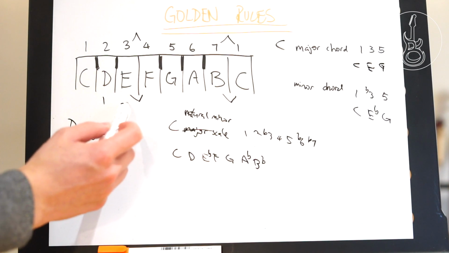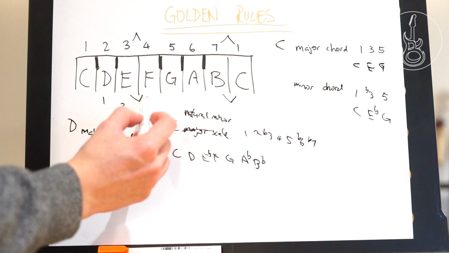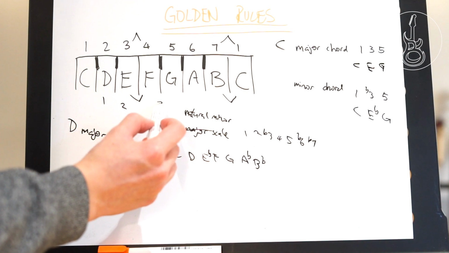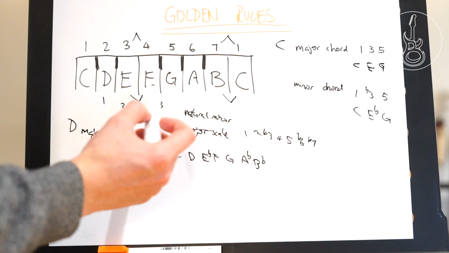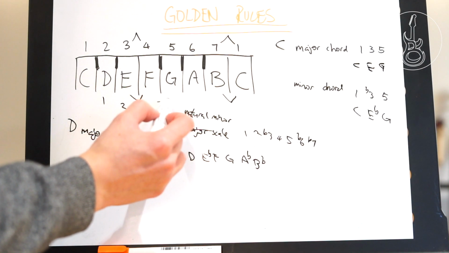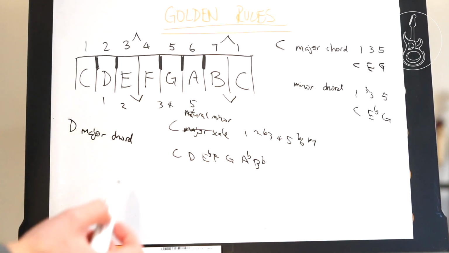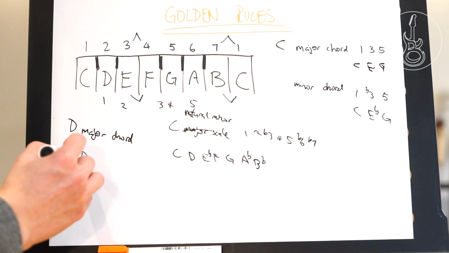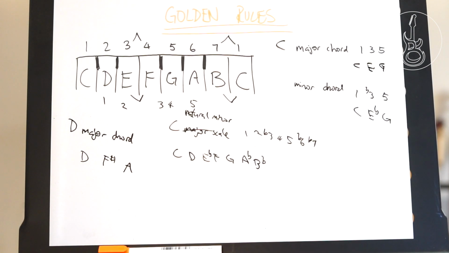And the reason for that is because 2 and 3 are a full step, and you have to make up for that. So 2 to 3 is going to be F sharp. 3 to 4, half step, so then F sharp to G is a half step. And 4 to 5, just your normal full step. Okay? In this case, D major chord would be D, F sharp, A.